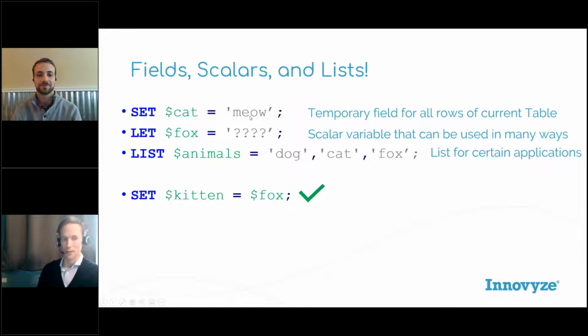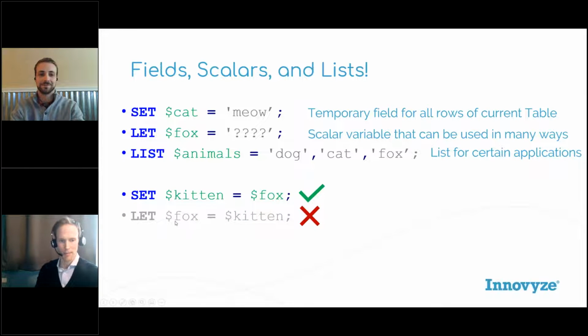And so how do these interact? Well, you can update your field from a scalar, and that's pretty easy. You just say set kitten equals fox. That's approved. ICM is going to be happy with that statement. But what I've tried to do before is I want to let my fox equals kitten. And ICM, or InfoAsset Manager, is going to complain at that. Because if you recall, this is a field of which there's many values of cat or kitten, but there's only one fox. So you can't use an equal statement.